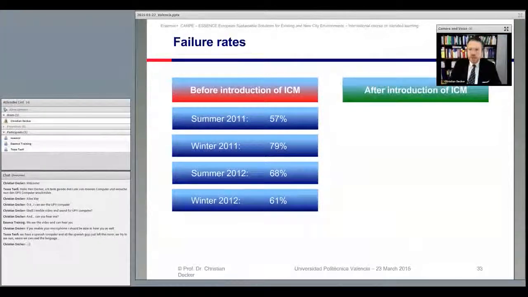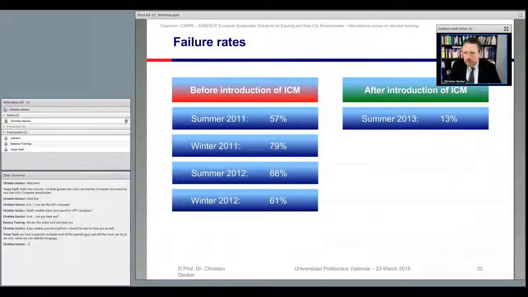Now, guess what? After the introduction of ICM, summer 2013, same final examination, same structure, same exercises, same questions, failure rate 13%. Back then I said to myself, great, this is now the solution.